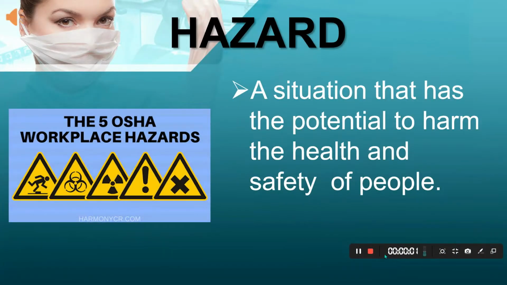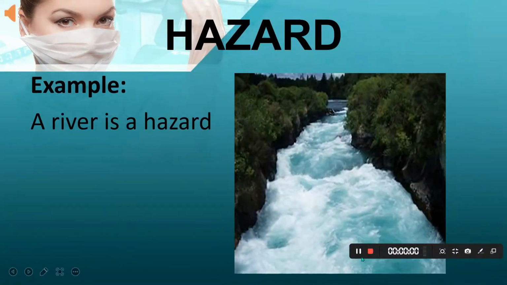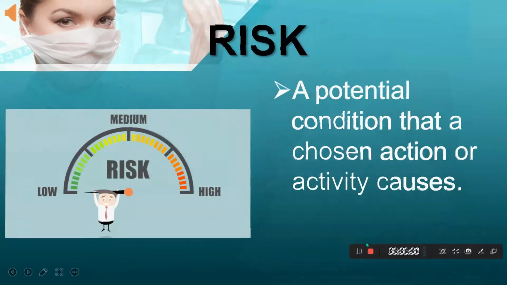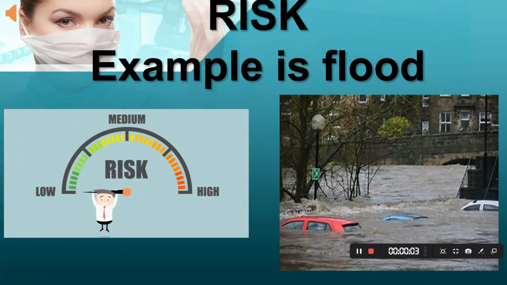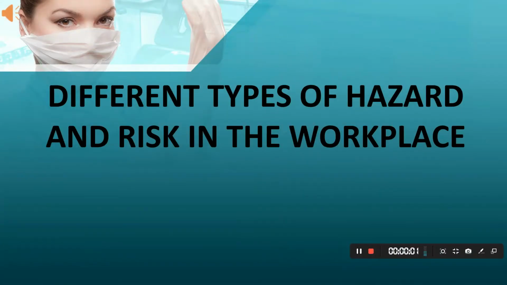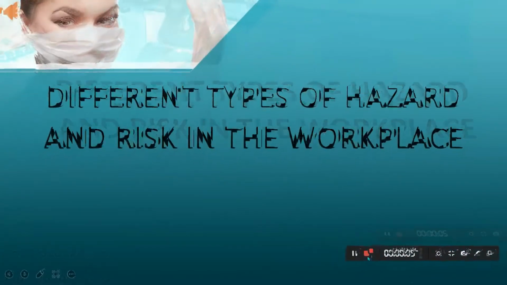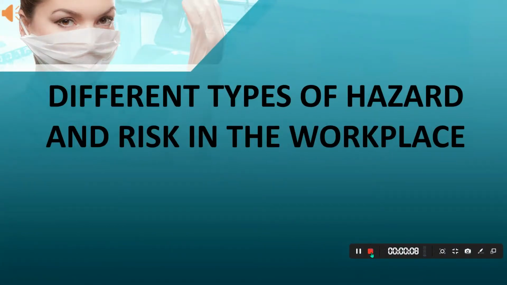Alright, when we say hazard, it is a situation that has a potential to harm the health and safety of people. An example of hazard is a river. And risk is a potential condition that a chosen action or activity causes. An example of risk is flood. In all workplaces, it is very important to know the different types of hazard and risk that come in.